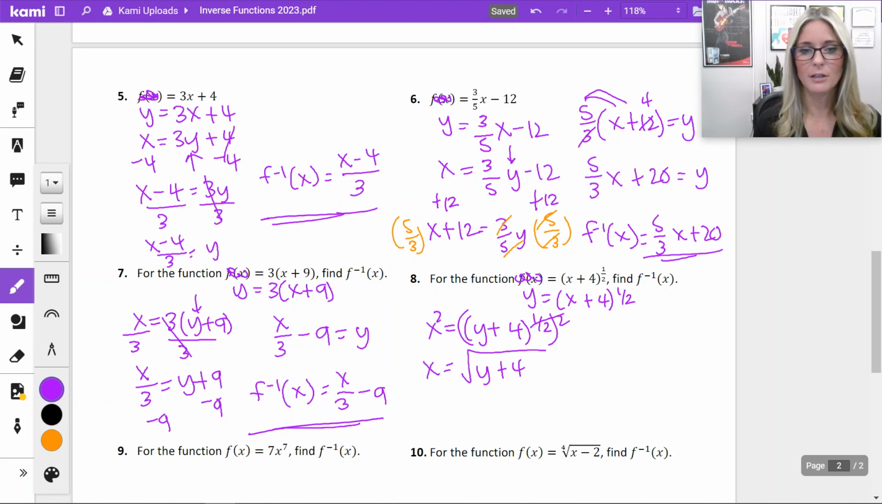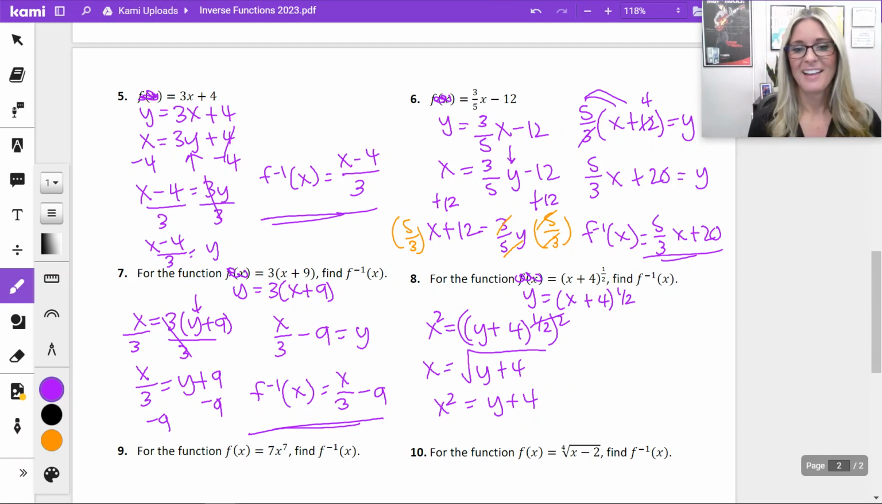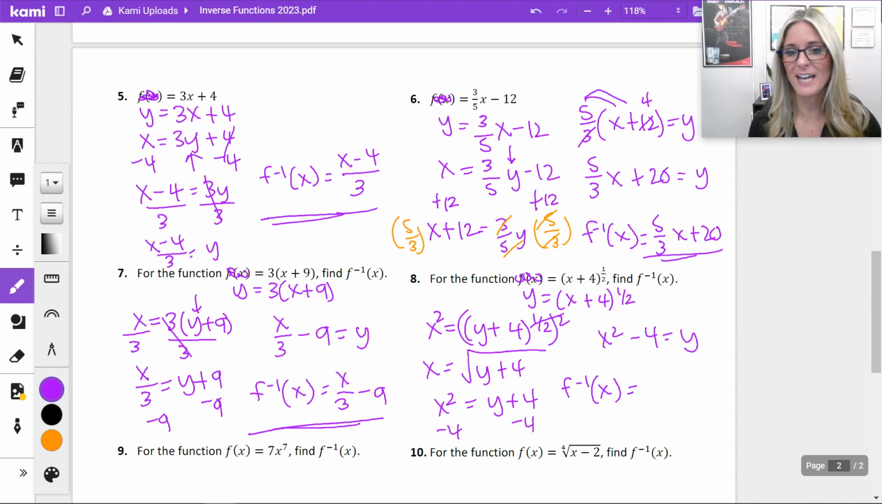So however you want to look at that, we are going to end up with x squared equals just the y plus 4, undoing that rational exponent by squaring both sides. Or if your mindset is undoing the square root by squaring both sides. Lastly, subtract 4 from both sides. So final answer, we've got x squared minus 4 equals y. Using our inverse function notation, inverse of x equals x squared minus 4.